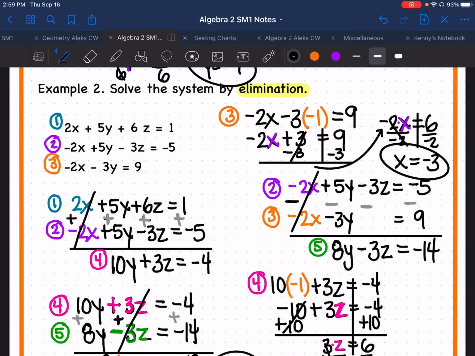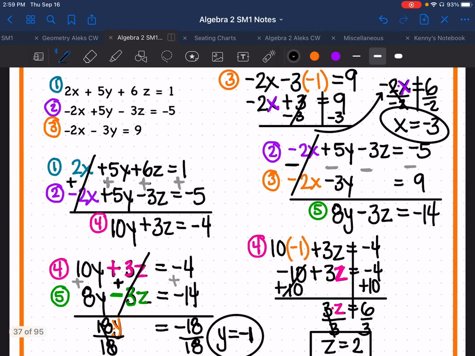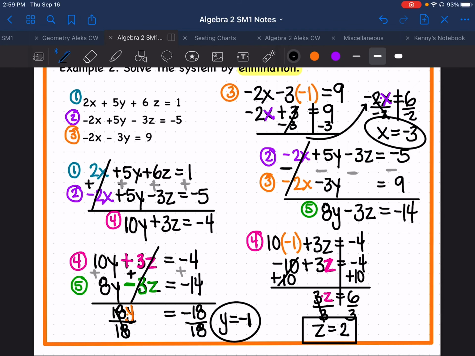There are my 3 answers. I would not write this as an ordered pair because there are 3 separate answers, x, y, and of course z.